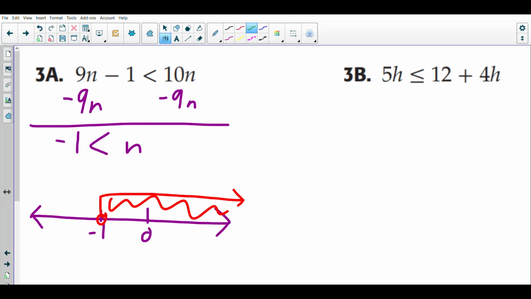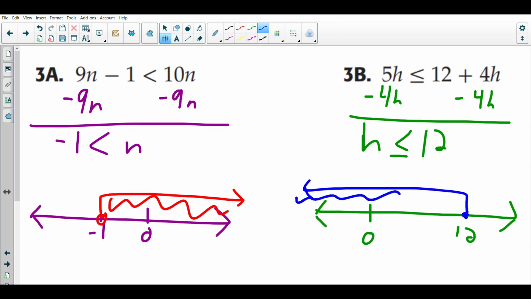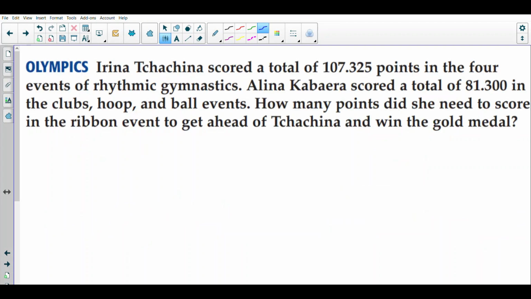5h is less than or equal to 12 plus 4h. I'm going to subtract 4h from both sides to move all the h's to one side. So I get h is less than or equal to 12. So I got my inequality. I got my arbitrary 0. Go to 12. It is an or equal to, so I got a closed circle. Now the variable's on the left, so I follow the arrow. And I'm done.